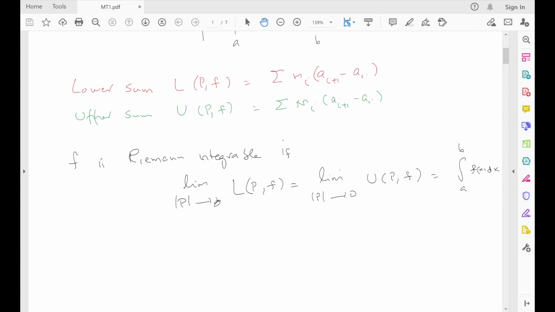So, the integral from a to b of f(x) dx is a symbol which denotes the limit of either the lower sums or the upper sums. They should be equal for f to be Riemann integrable, and from the picture it is clear that it will converge to the area under the curve. That is why you say the Riemann integral is the area under the curve, or the graph of f. Okay, so let's continue.